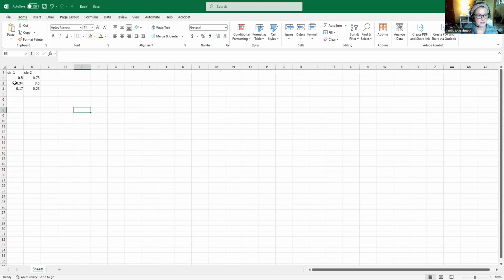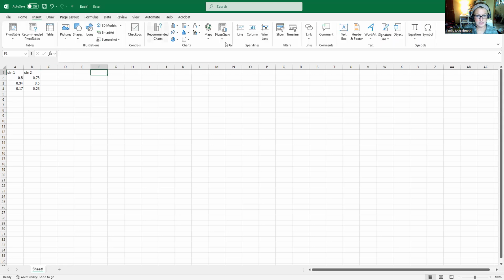In Excel, I have one column for the sine of theta 1, and I have the second column for the sine of theta 2, the refracted angle. And I want to make a graph where sine of theta 1 is on the y-axis and sine of theta 2 is on the x-axis. So I'm going to insert a graph like we have done in the past, and it should be a scatter plot.